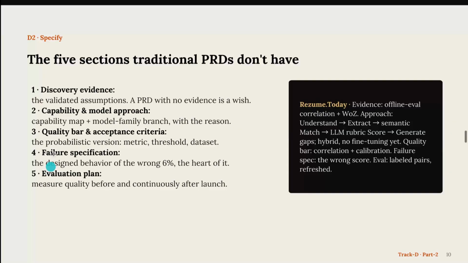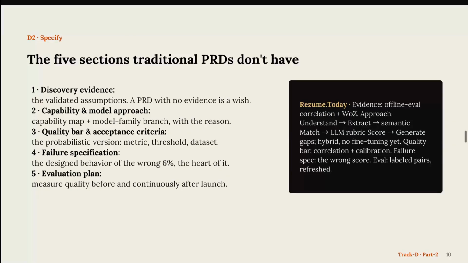Capability and model approach. We need to build a capability map and a model family branch, with the reasoning on why a particular capability needs to go to a particular model; that needs to be reasoned out. Quality bar. How high will we set those thresholds, and the metrics that will help us achieve the acceptance criteria.